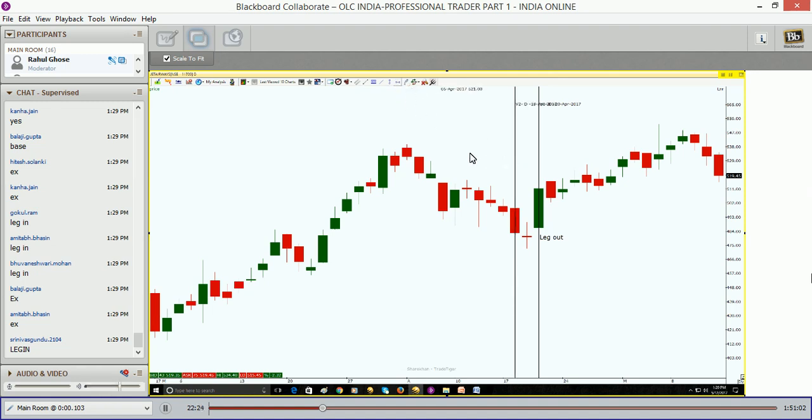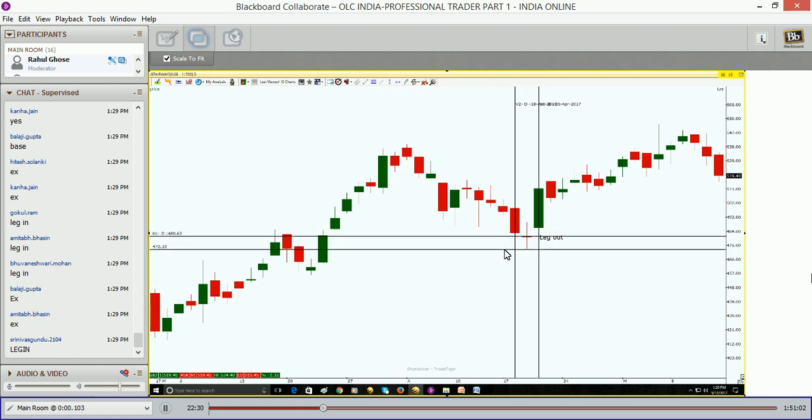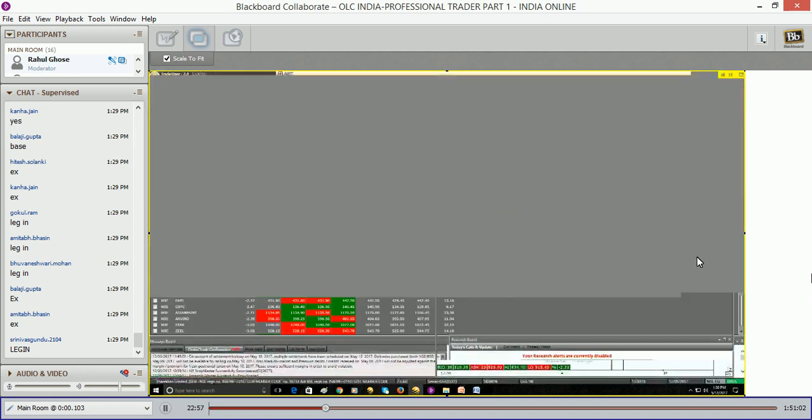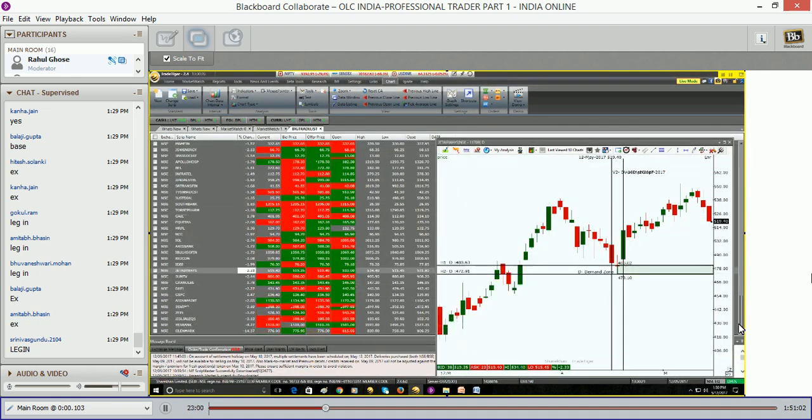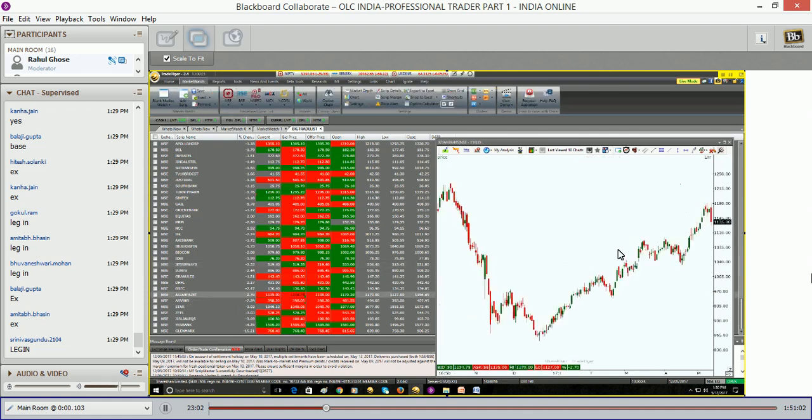Now I mark the highest body of the highest base and the lowest wick of the lowest base, and I call this my demand zone, friends. Yeah, let's move on. Let's go to another example.